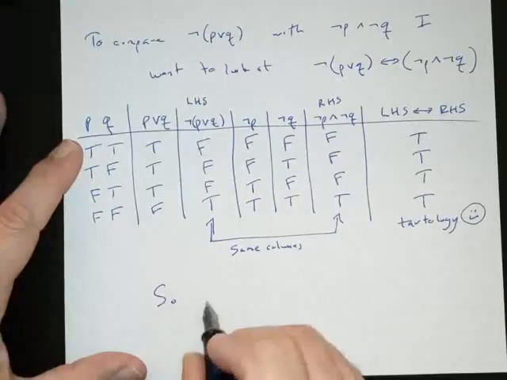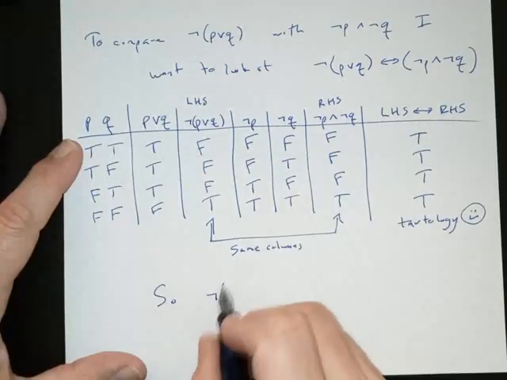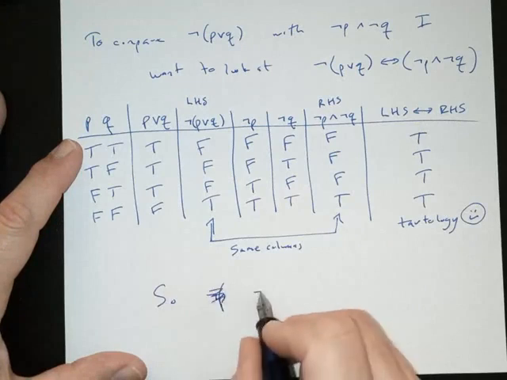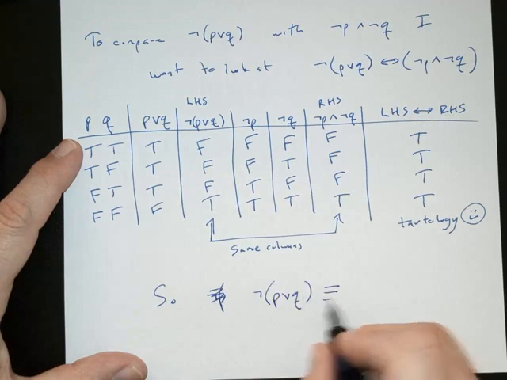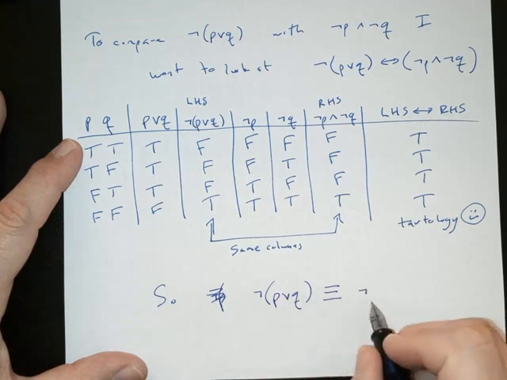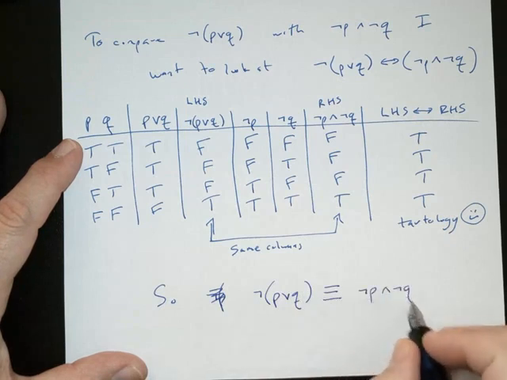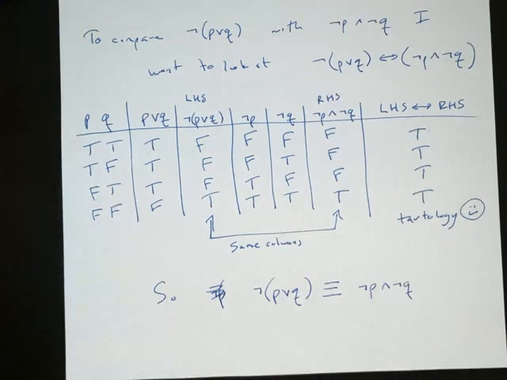So, as a conclusion, not parentheses P or Q is the same thing as not P and not Q. Remember, that triple bar equal sign is the logical version of an equal sign. That's logical equivalence.